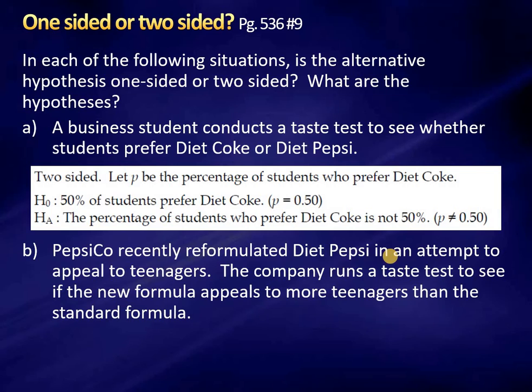And you can commit to either one of those. But this is why we have to define P before we go anywhere, because depending upon how you define P in this case, your alternative is completely different. So if we define P as the proportion of teenagers who prefer the new formula, my alternative hypothesis would be what? Greater than, because we want that rate to increase. If my P was the proportion of people who prefer the original, what would my alternative be? Less than. So it's why it's so important to identify your P.